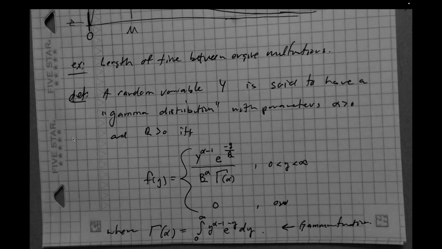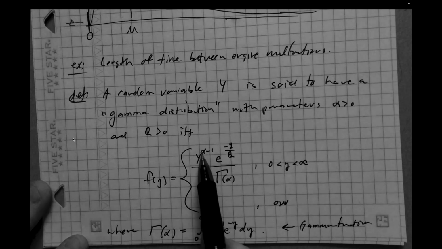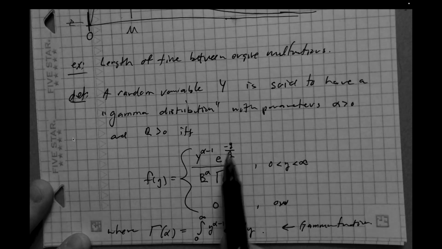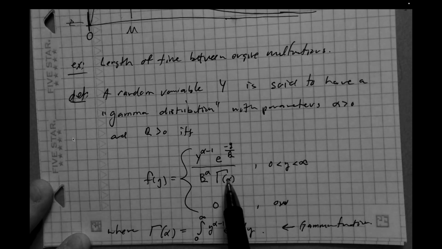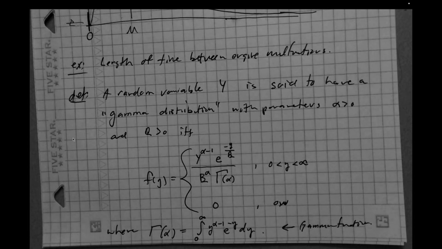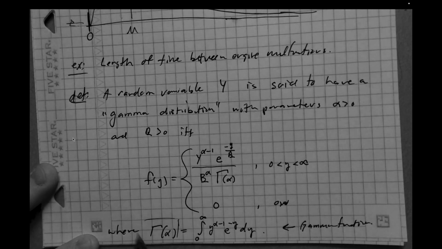So this is a kind of wild distribution, right? You've got y raised to this parameter, e raised to the random variable divided by another parameter, the parameter raised to the parameter, and then you've got this function evaluating this other parameter alpha. So you've got a little bit of a mess here. Let's focus in on the gamma function for a second. Let's talk that through. What is the gamma function?